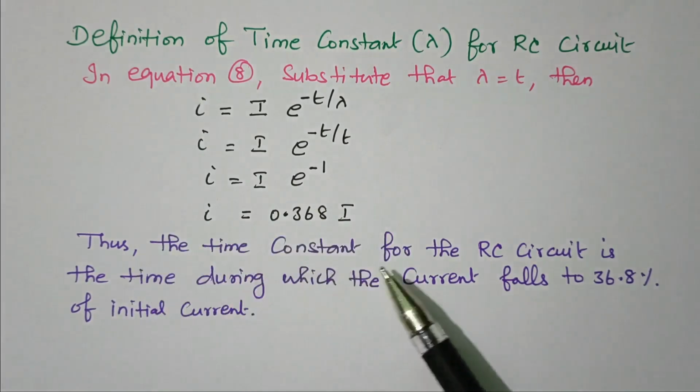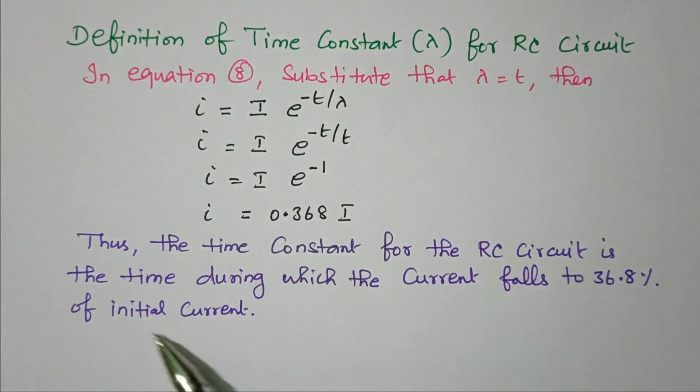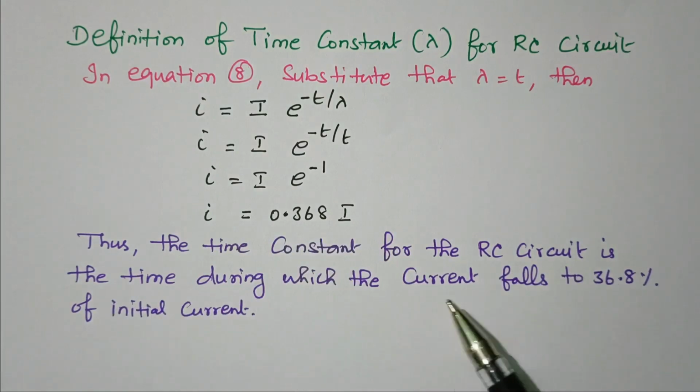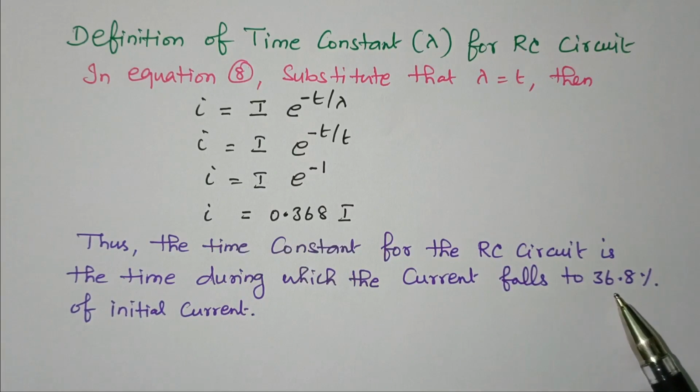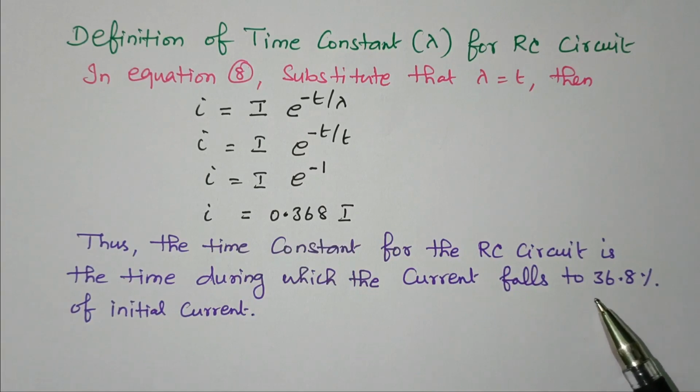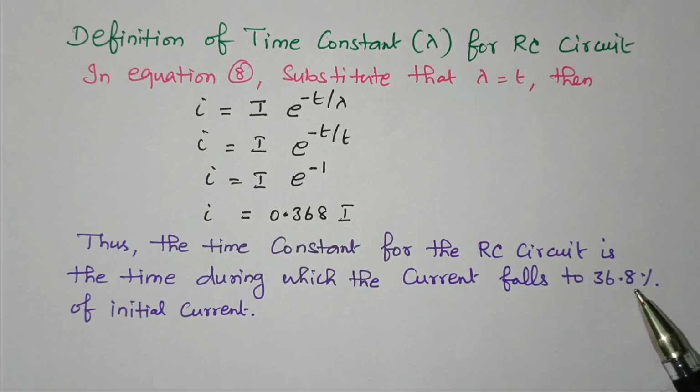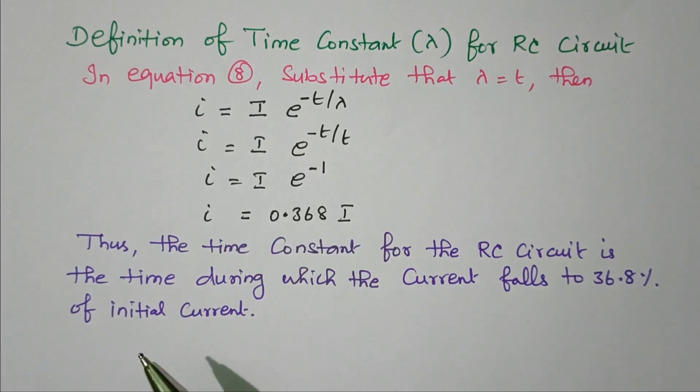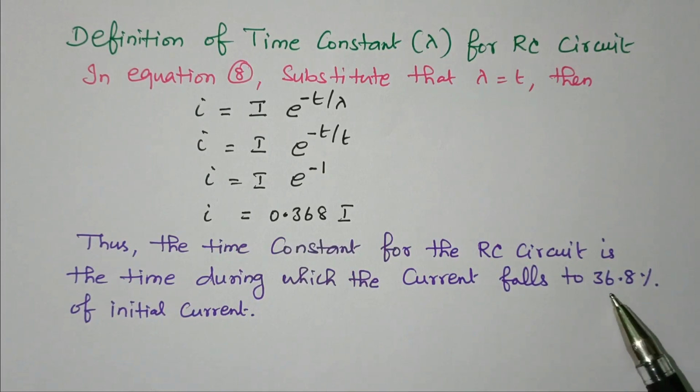Thus the time constant for RC circuit is the time during which the current falls to 36.8%, because here the current is decreasing, right? So the time constant is the time taken for the current to fall to 36.8% of the initial current. That is called a time constant. The current should decrease to about this value, 36.8%.